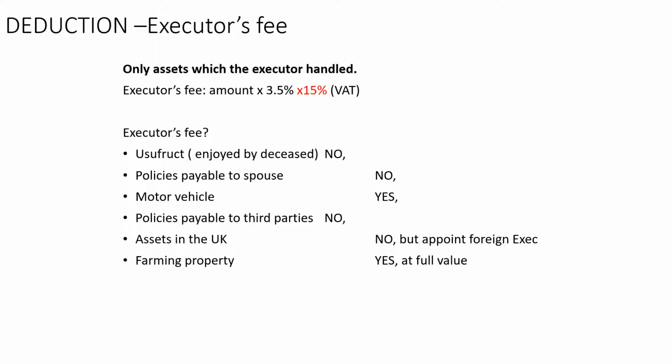Executors fees. This is a fee payable to the executor, or otherwise known as the person winding up the estate. Currently the flat rate is 3.5% excluding VAT. Inclusive of VAT, it will be 4.025%. And in here we just have a list of what items are subject or not subject to executors fees.